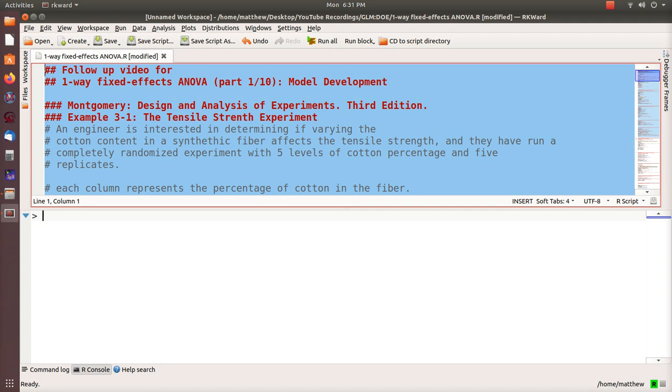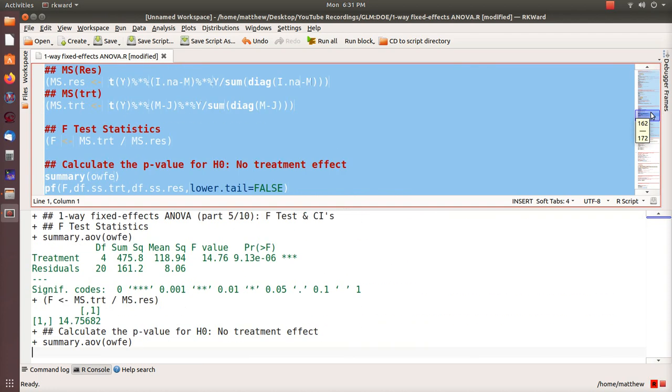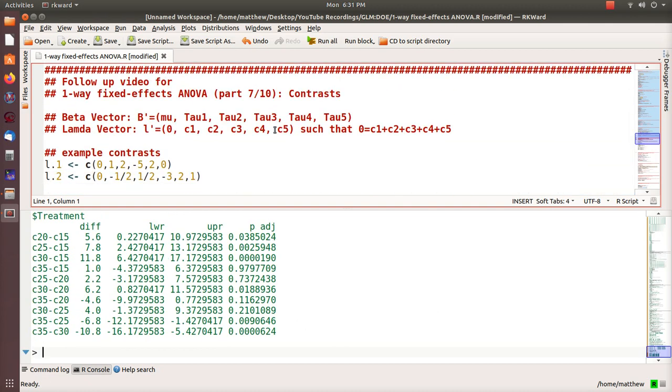In the fabric, they use different percentages of cotton, and then they look at the tensile strength. Tensile strength means they start pulling it apart and see how much force is required to rip it or pull it apart. And they use 15% cotton in one fabric, and 20, 25, 30, and 35% cotton in these different fabrics. And that's the experiment. So let's run that and then zoom down to contrast.